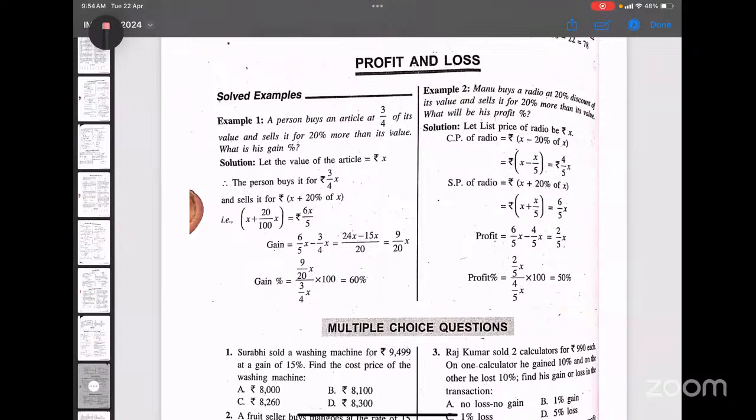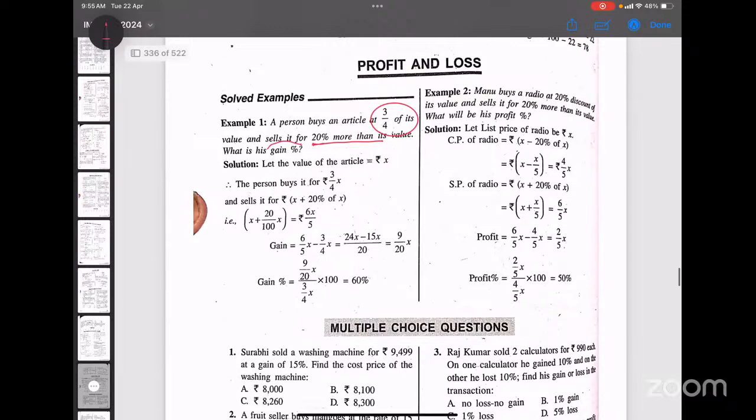So let's say we have a question. A person buys an article at 3 by 4 of its value and sells it for 20% more than its value. What is his gain percent?